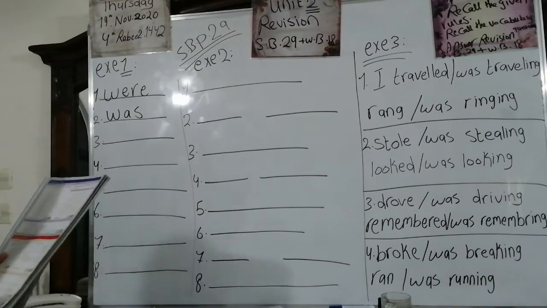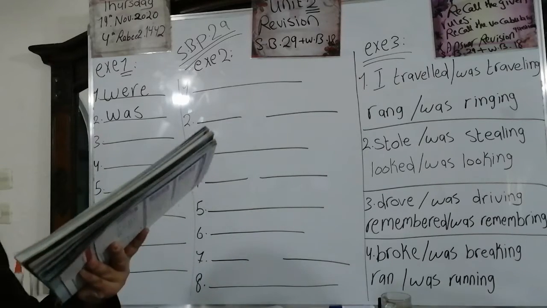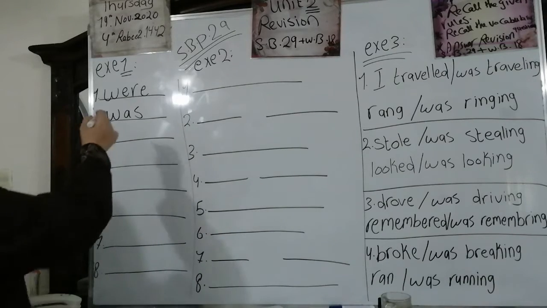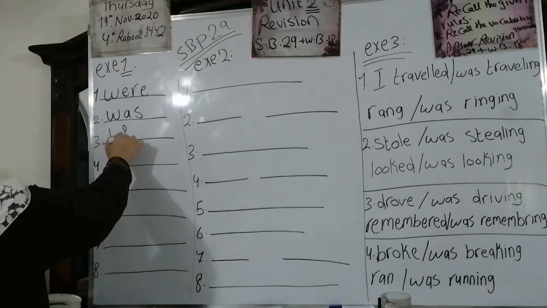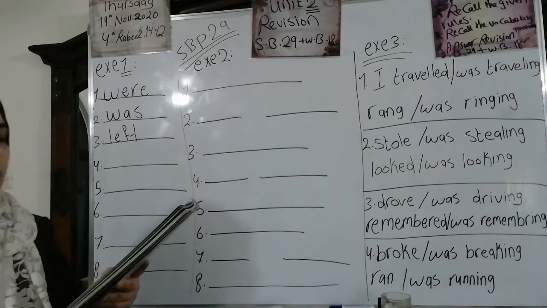Okay. Number three, we leave school at 5 o'clock. Now, we said that leave is from the irregular verbs. We're going to change it into, yes, excellent, left. We left school at 5 o'clock, okay?